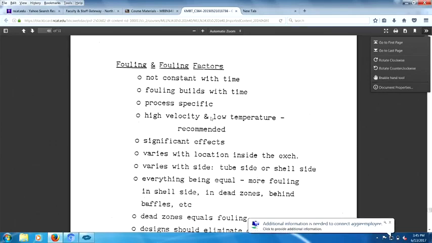So you got to recognize cleaning is often critical, right? You should recognize fouling is specific, again, 3 days versus never. Fouling builds up with time, has significant effects, and varies with location. Inside the exchanger, dead zones lead to fouling.